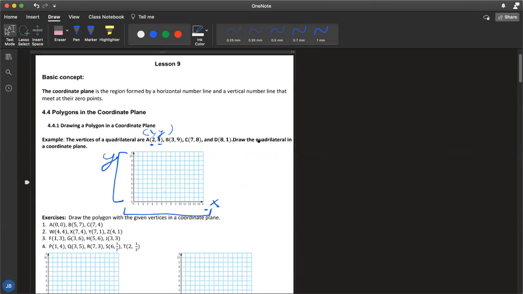Okay. So when I'm doing this, I'll start 2, 4. So I go 1, 2, and then I go up 2, 4. And then I'll put my dot. And then B says 3, 9. So I do the same thing. 3, and then all the way up to 9. And then I go 7 all the way right here, 7, 8. And then 8, 1.